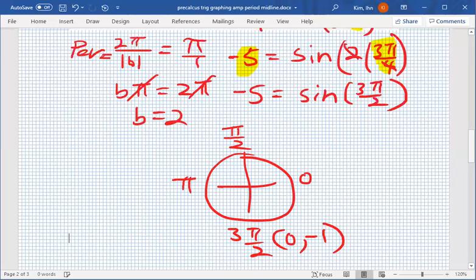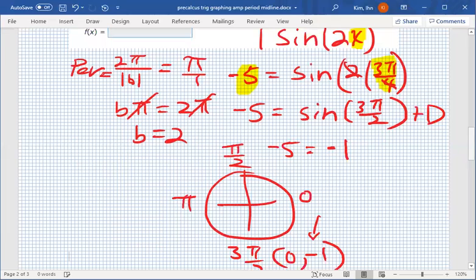Sine of 3 pi over 2 is going to be -1. So we have -5 is equal to -1 plus d. Now there's an equation right there. If you go up more, there's a plus d, we have plus d right here. So we solve for d. So d is going to be -4.